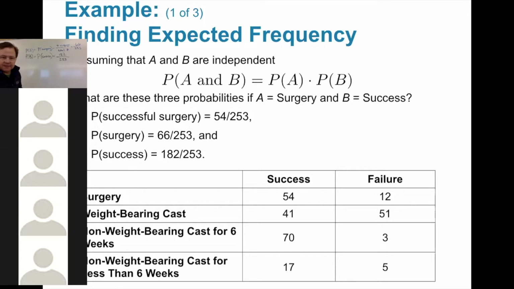And last but not least, we have the probability of a successful surgery. That's the probability of A and B. So if A is a surgery and B is success, then P of A and B would be a successful surgery.